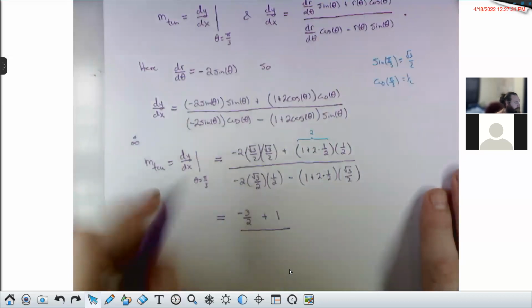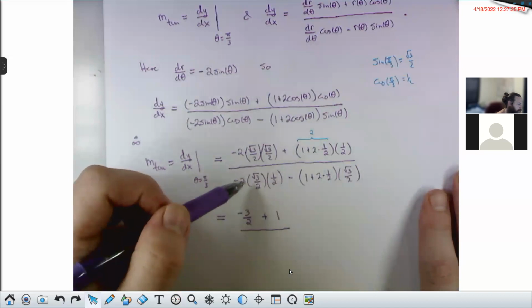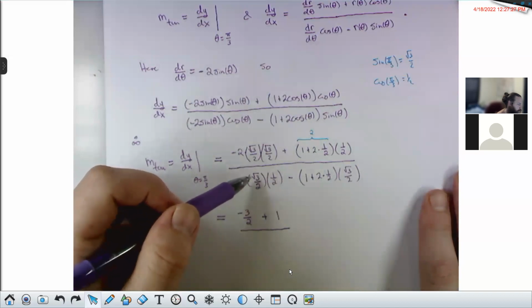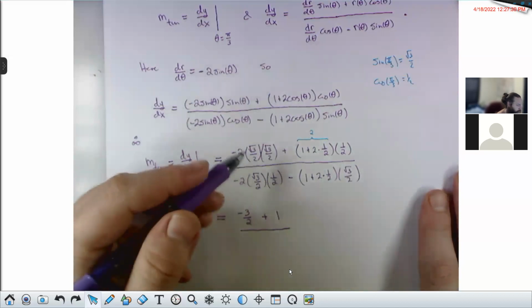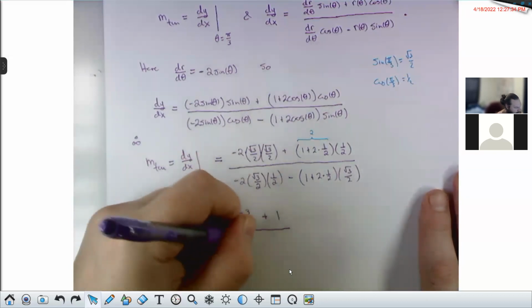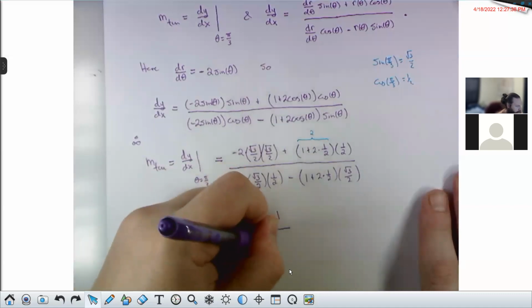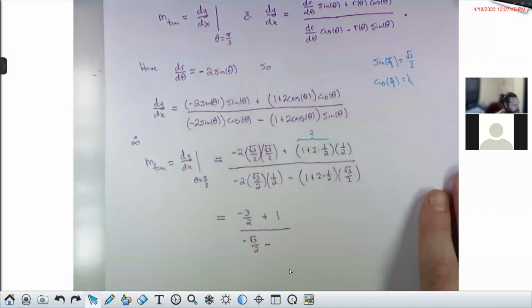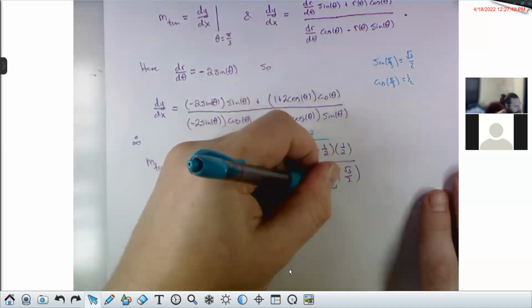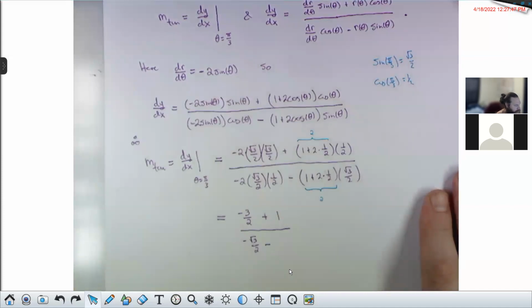Downstairs. 2 times root 3 over 2 times 1/2. That's just square root of 3 over 2. Cancel 1 and 2. You've got a negative there, so this piece is negative square root of 3 over 2. This piece is also a 2. Same as the piece of 3 over 2.